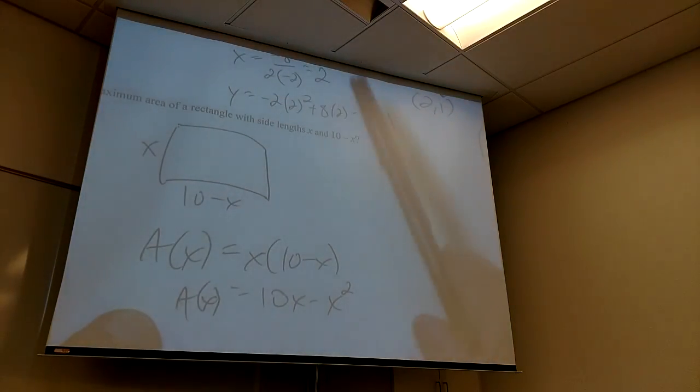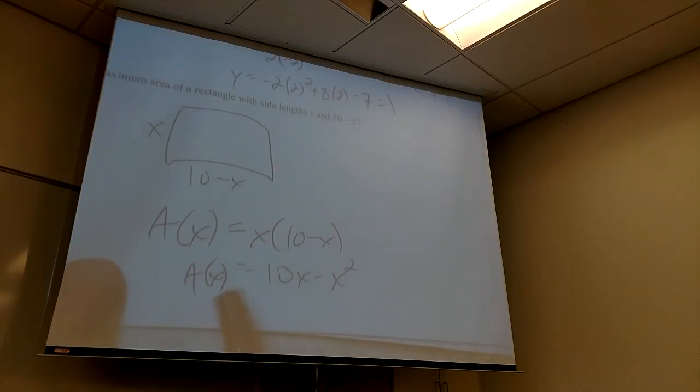Now, all this earlier stuff is leading you in this direction. I want the maximum area. Why does it make sense there will be a maximum to this? Because this parabola opens down.